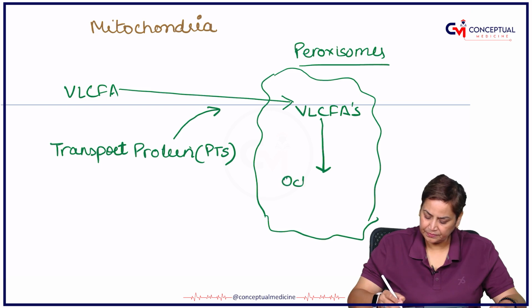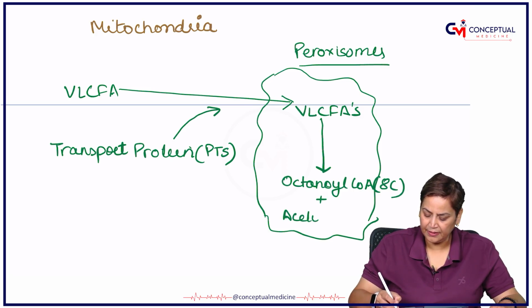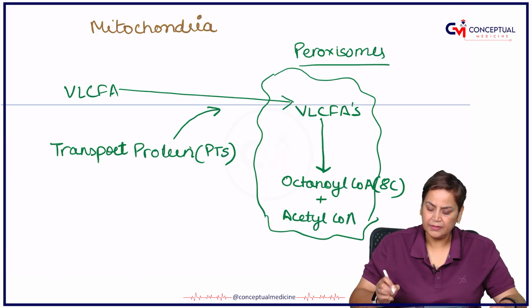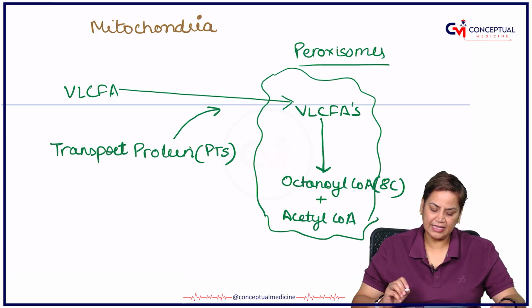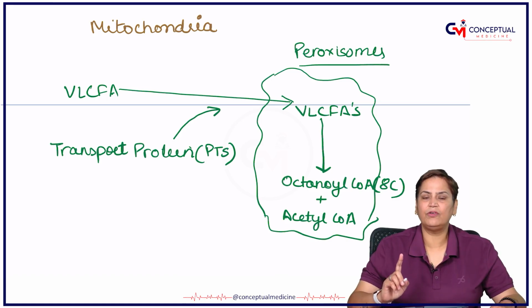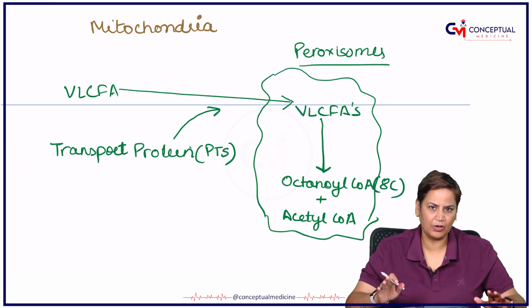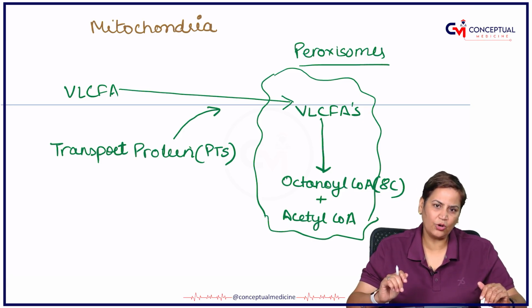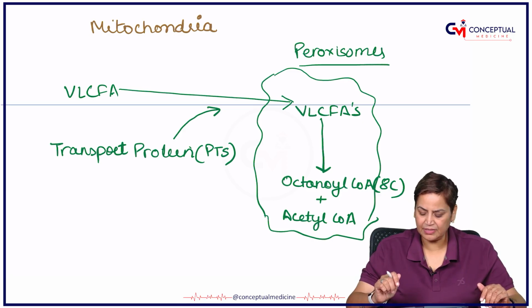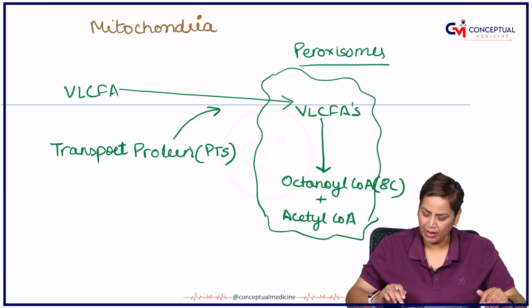Now see, the moment this enters here, these VLCFAs will undergo degradation to form two products: octenoyl-CoA, octenoyl meaning 8 carbon atoms, and acetyl coenzyme A. Right. So I can say that the oxidation of very long chain fatty acids first of all takes place in the peroxisomes. In the peroxisomes, the end products are octenoyl-CoA, which has 8 carbon atoms, and acetyl coenzyme A, which has 2 carbon atoms.